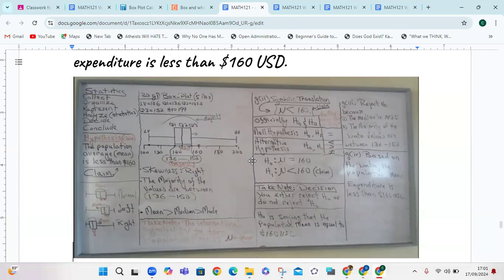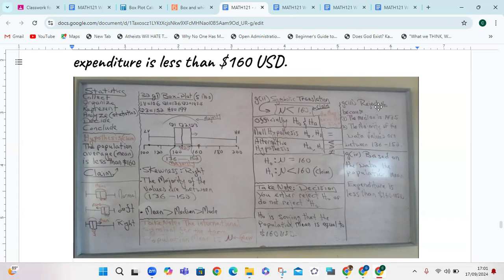Your conclusion will be either the null or the alternative. If you reject the null, then the alternative will be the conclusion. If you do not reject the null, then the null will be the conclusion. Simple as that. Okay? Now, what did we do?